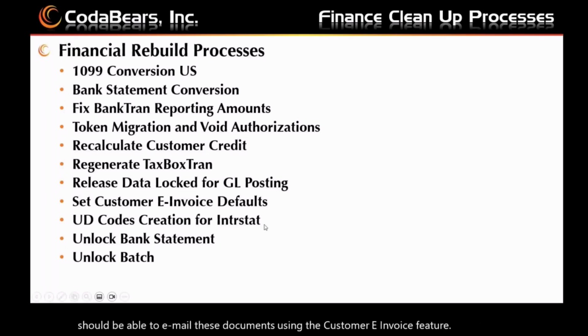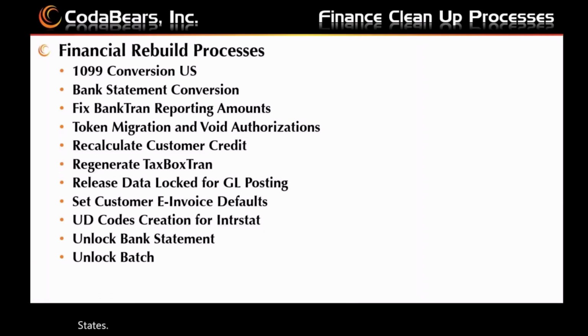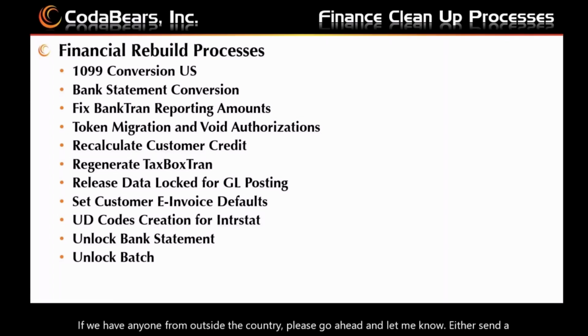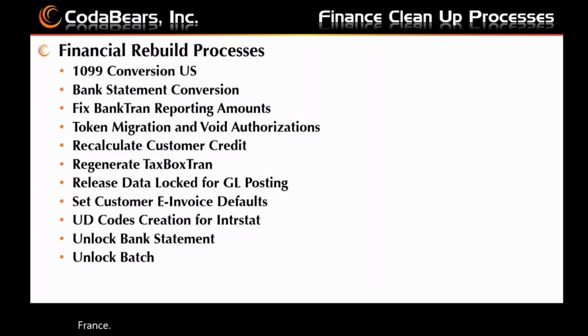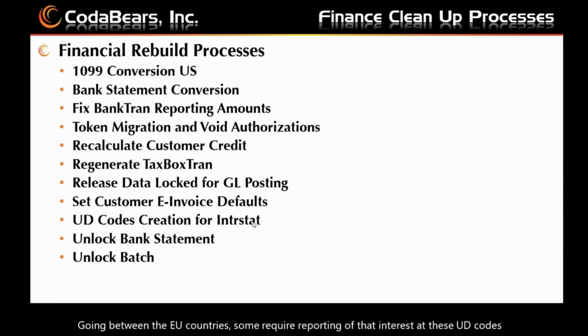There is an area, but this is going to apply for people that are overseas, not so much United States. If we have anyone from outside the country, please go ahead and let me know, either send a message in chat. But this interest stat, you can create the UD codes. This would be like in Germany having to go from one state to the next and tracking the interest stat, or same thing in France. Going between the EU countries, some require reporting of that interest stat. These UD codes are used for creating those interest stat codes that get reported to the government.